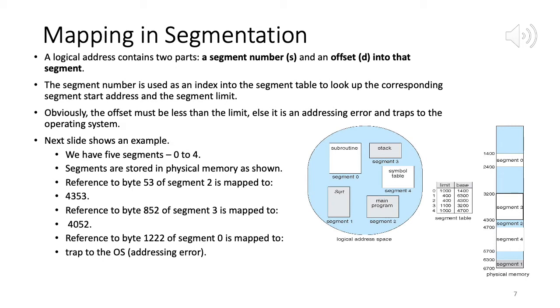So we see segment 2. We use 2 as an index into the segment table, and what is the starting address of this segment? 4300. And the length is 400, so it goes from 4300 to 4700. Now the reference to byte 53, and we see 53 is less than 400, within bounds, so we add it to 4300 and we get 4353. So that is our physical address.